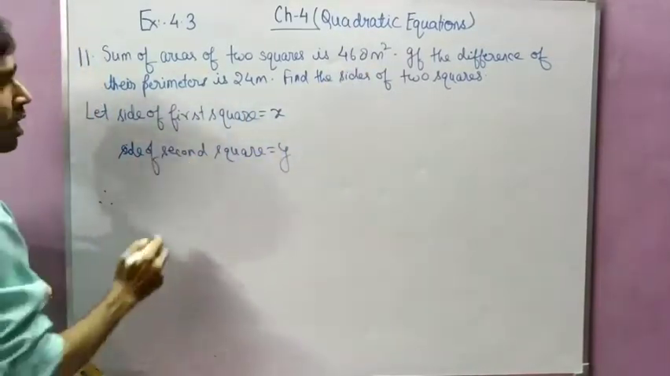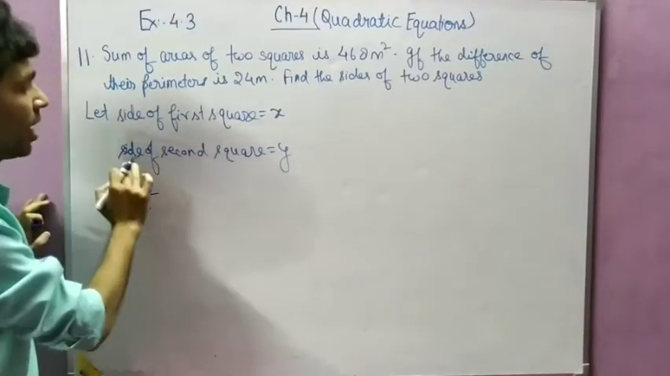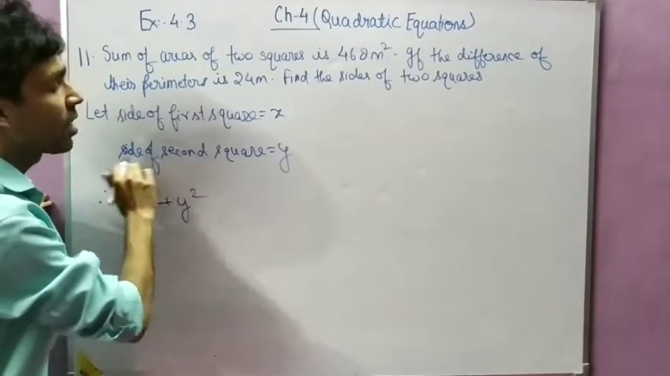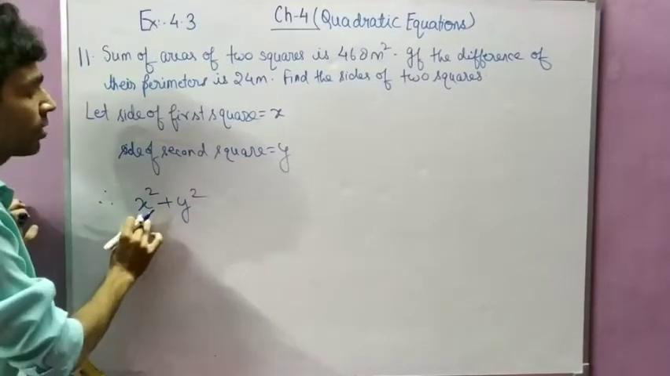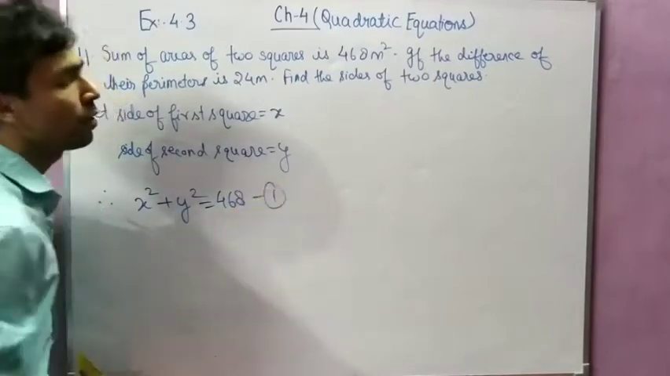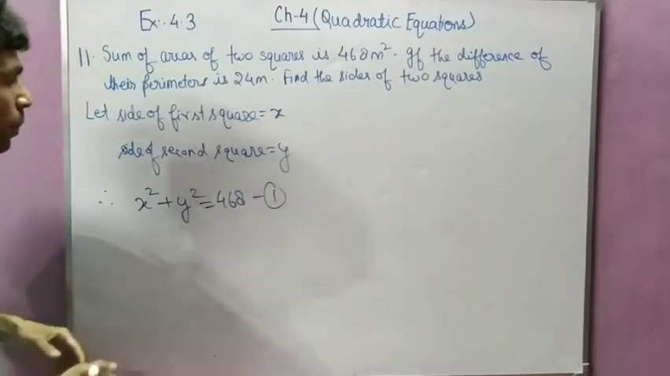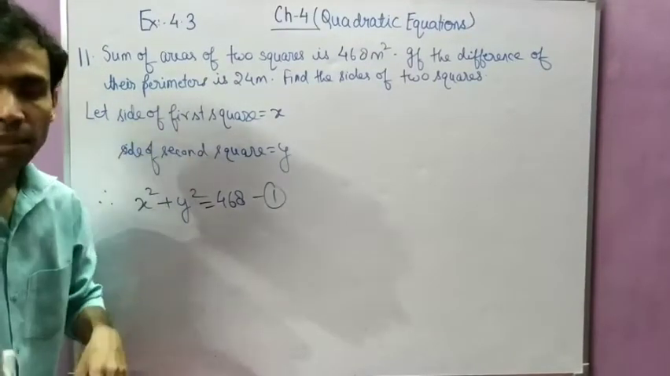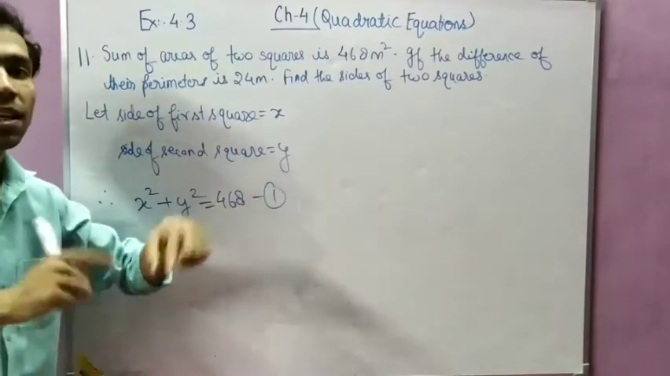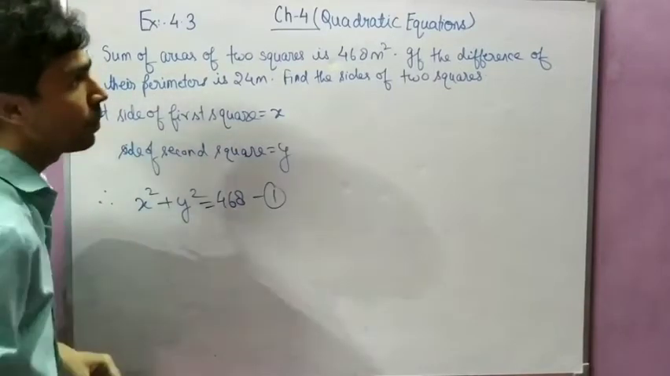The area of the first square will be x square because its side is x, and the area of the second square will be y square because its side is y. So x square plus y square is 468. Suppose it is equation number 1. I think it is clear, because the area of a square is side square. So it is our equation number 1.